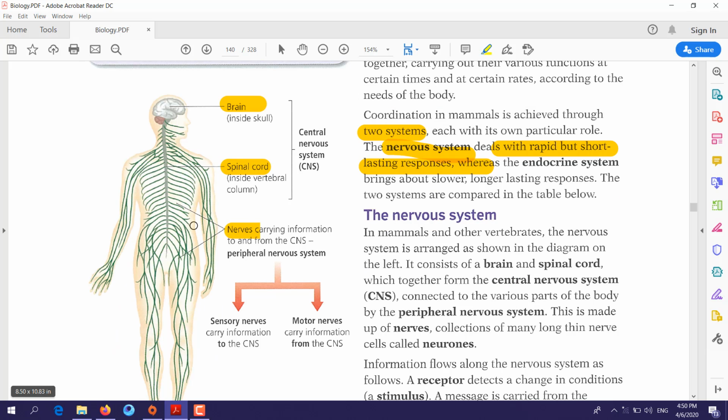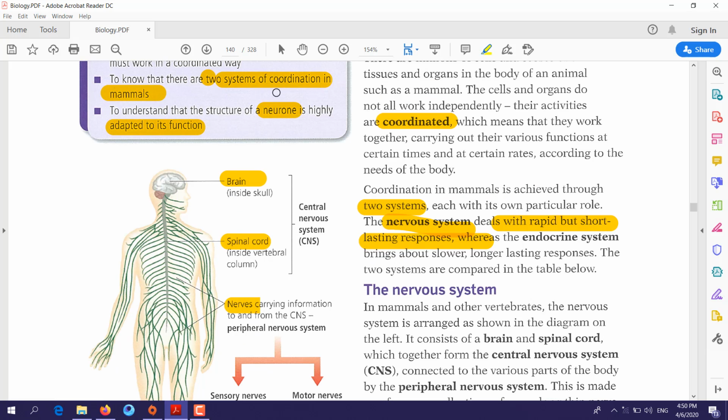Now, what are the two systems that coordinate in mammals? These are the two systems: the nervous system and the endocrine system. These two systems are working together, okay? They depend on each other.